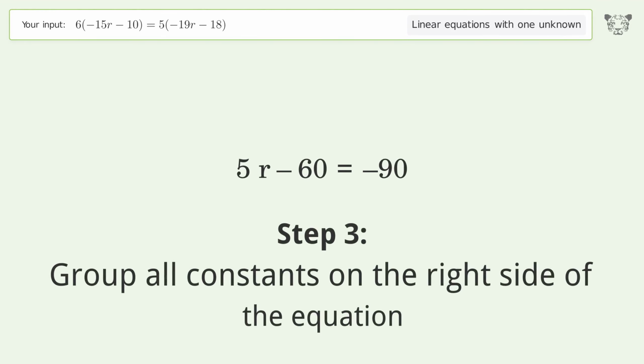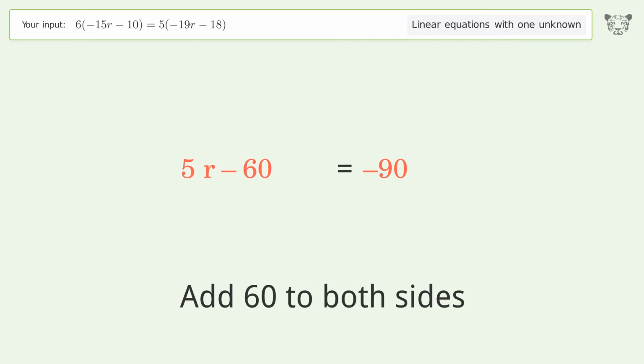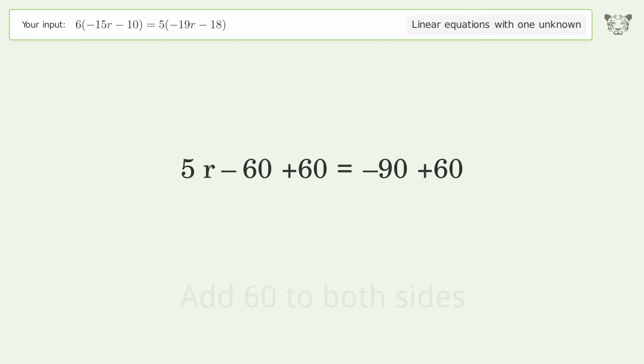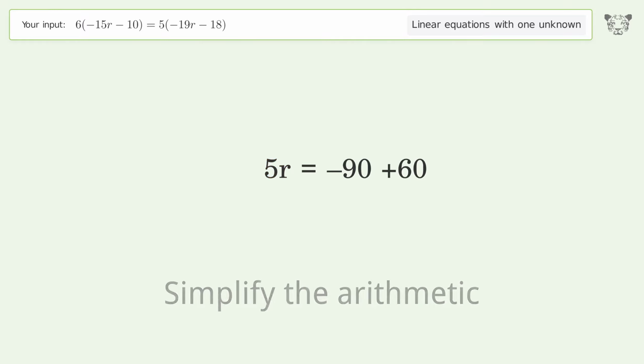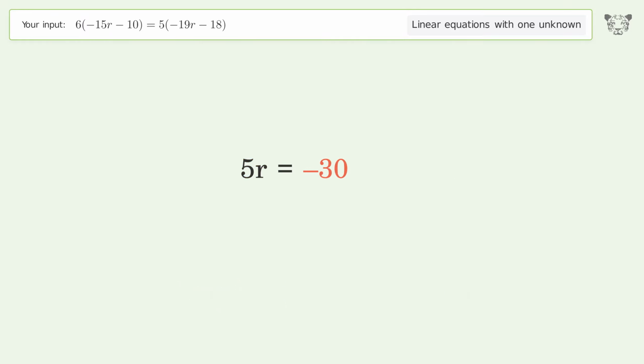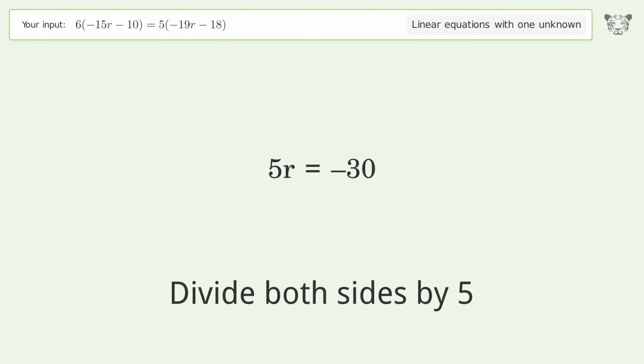Group all constants on the right side of the equation. Add 60 to both sides. Simplify the arithmetic. Isolate the r. Divide both sides by 5.